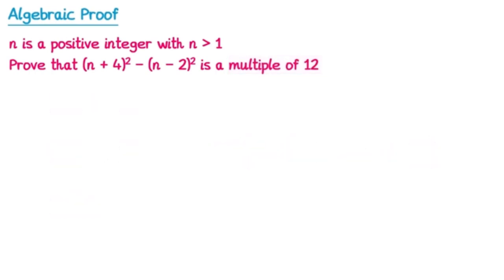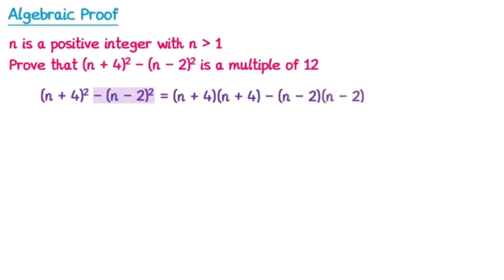So we're going to start with the expression we're given, and we're going to try and manipulate it so that it's a multiple of 12. So let's first of all expand these brackets. We've got n plus 4 all squared, which is n plus 4 times by itself, and then we need to subtract from this n minus 2 multiplied by itself.